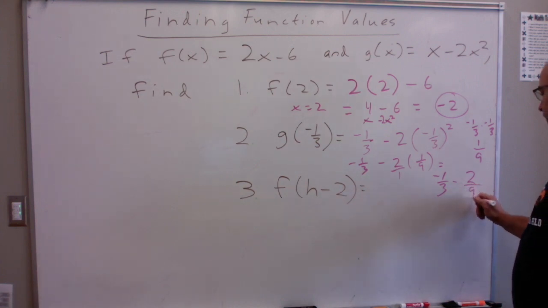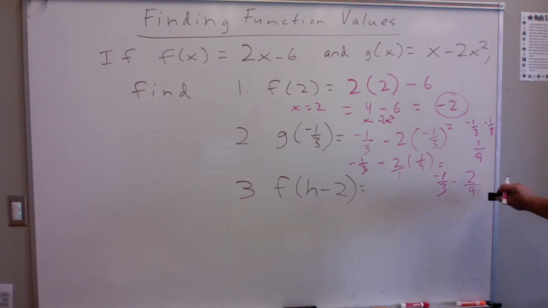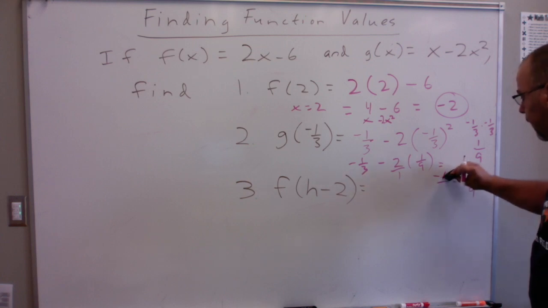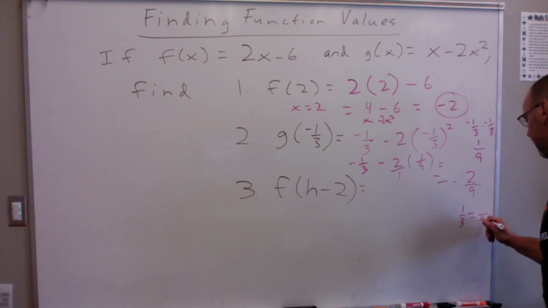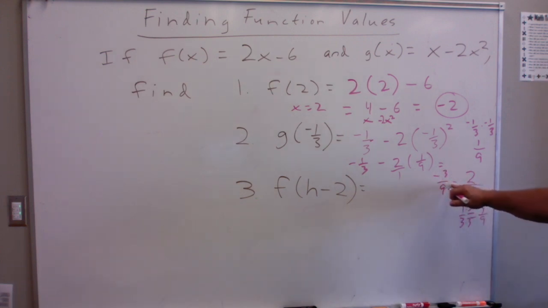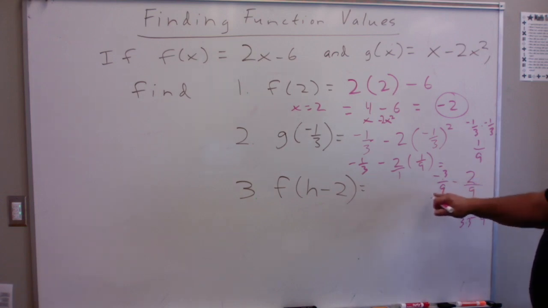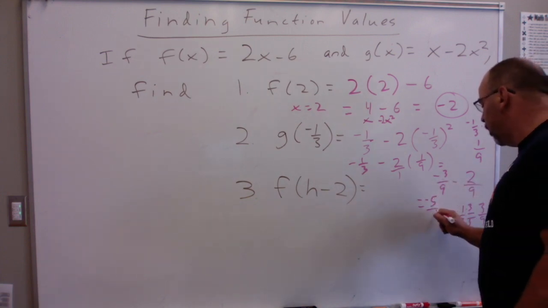which is 9. Now I need a common denominator. What's the common denominator between 3 and 9? Well, that's a number that they both go into, and that would be 9. So 1/3 is equal to how many ninths? 3 times what gives you 9? 3 times 3. 1 times 3 is 3. So this is 3/9. Now, negative 3 minus 2, the denominators are the same. So negative 3 minus 2 is negative 5 over 9.